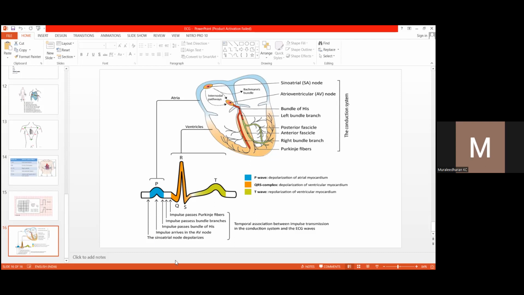Now open for questions. If anybody wants to clarify something, you can ask the questions. Up to this part is the basics of ECG. And when we go to the actual ECG reading and other things, these are the basic things which are required to keep in your mind. So if anyone is interested to ask some questions, you can ask.